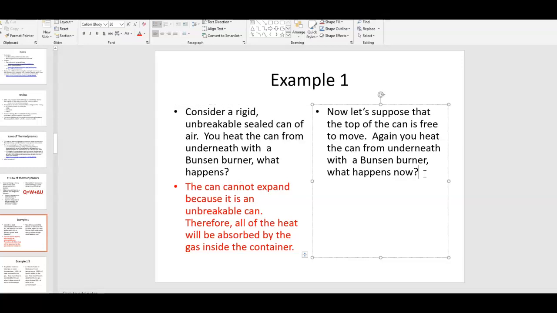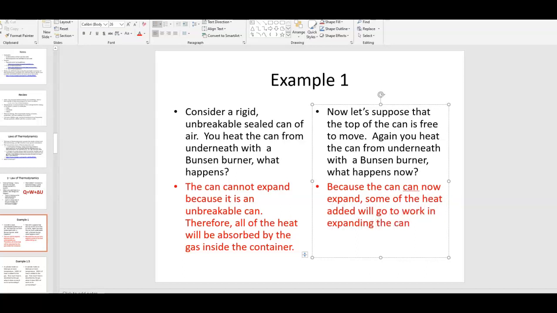Okay, now for the second question, it says, now let's suppose the top of the can is free to move. Again, you heat the can from underneath with a Bunsen burner. What happens now? Because the can now can expand, again, pardon the pun, some of the heat added will go to work in expanding the can, and the rest will be absorbed by the gas inside the container.